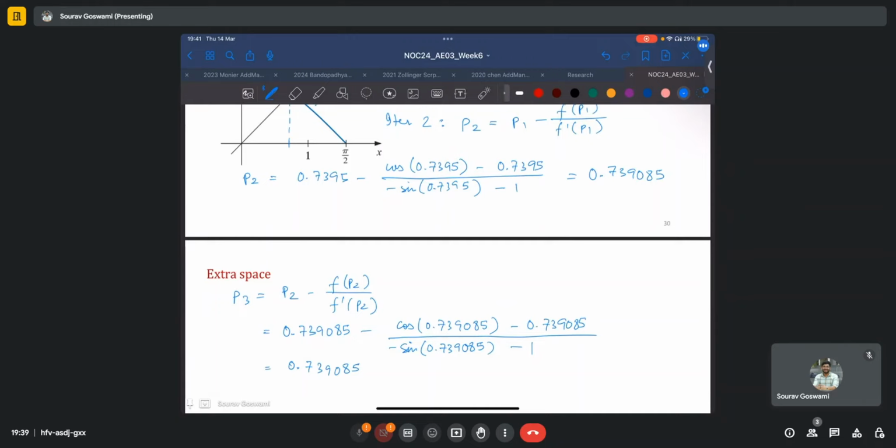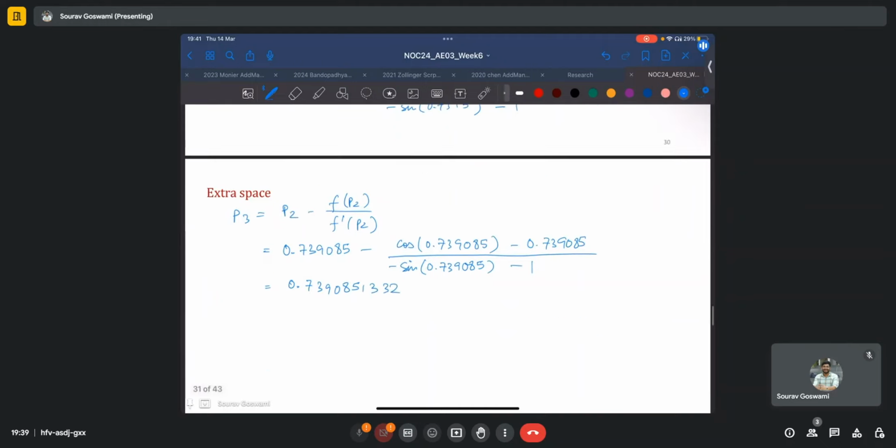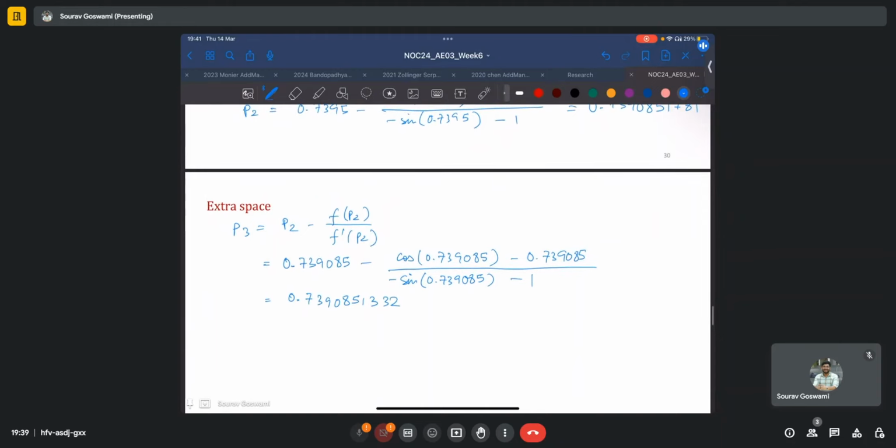We just add a few more digits. So this was 0.7390851332. So we are close enough, but just for the sake of it, let us perform one more iteration. This will help us clear concepts. So P4 will be P3 minus f of P3 by f prime of P3.